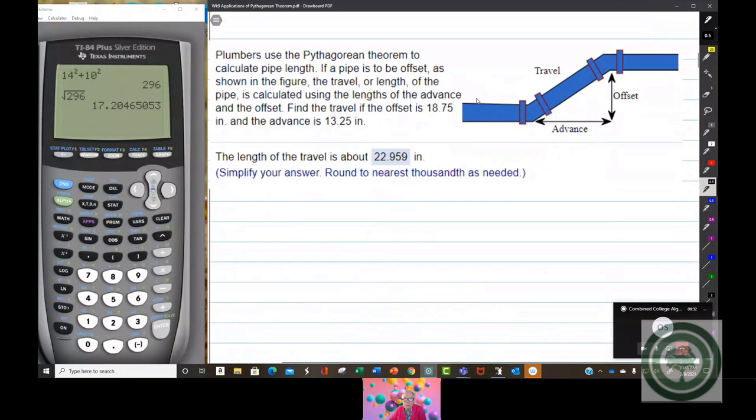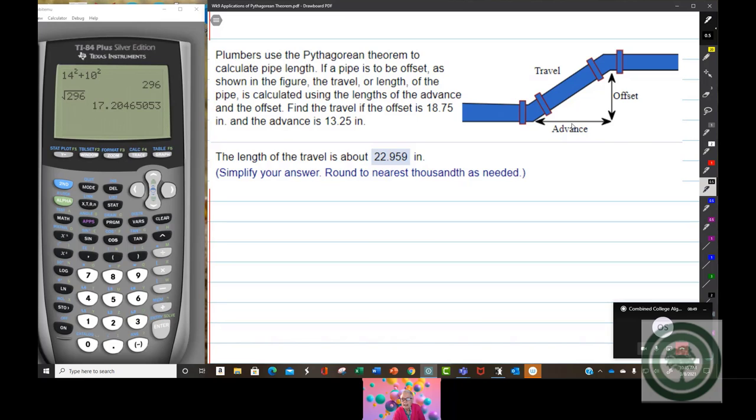Now, this is probably my favorite problem, because it uses the language of plumbers. I like it when I get to learn new jargon. This is called the advance, and this is called the offset. And this is called the travel. That is so interesting to me. I don't know why.